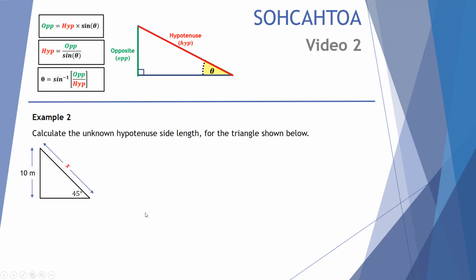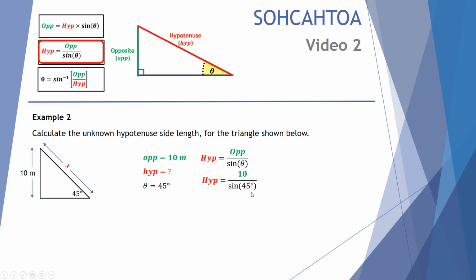Example number 2. Calculate the unknown hypotenuse side length for the triangle shown below. So again, our opposite side is 10. Our hypotenuse is unknown, it's the x. Our angle is 45 degrees. Which of these three equations is appropriate? Well, our hypotenuse is the unknown, so let's choose the equation that shows the hypotenuse by itself on the left-hand side. Sub in our values, hypotenuse is the unknown, opposite is 10, and angle is 45.